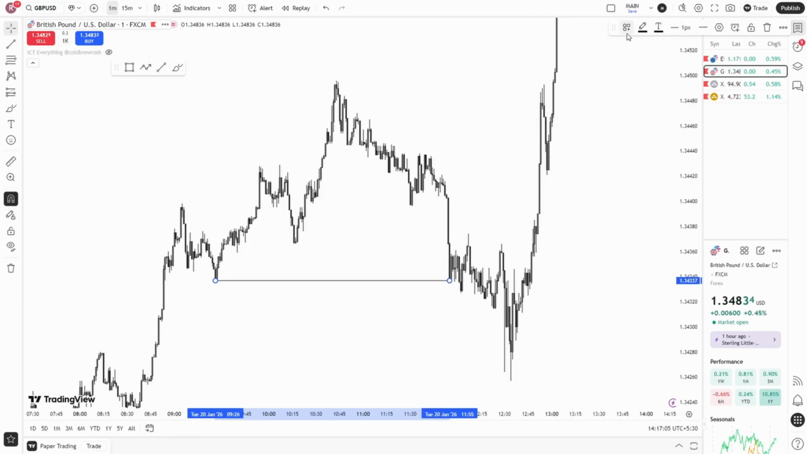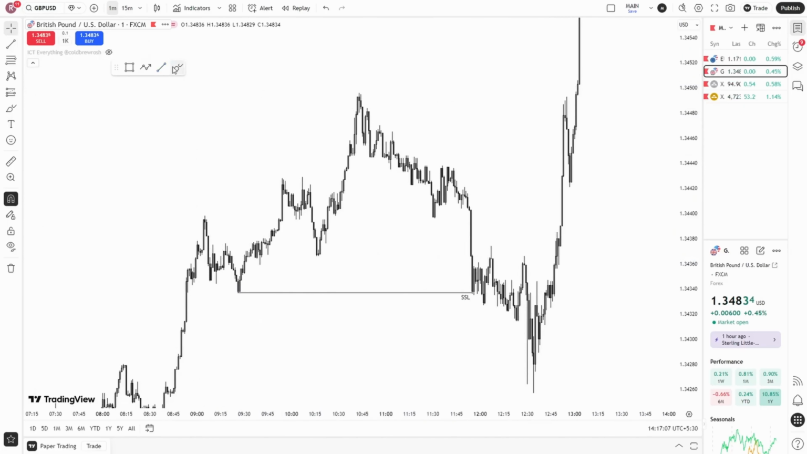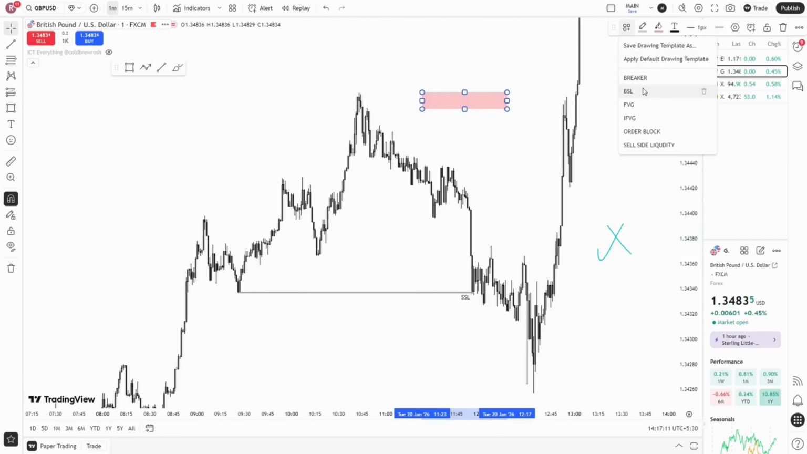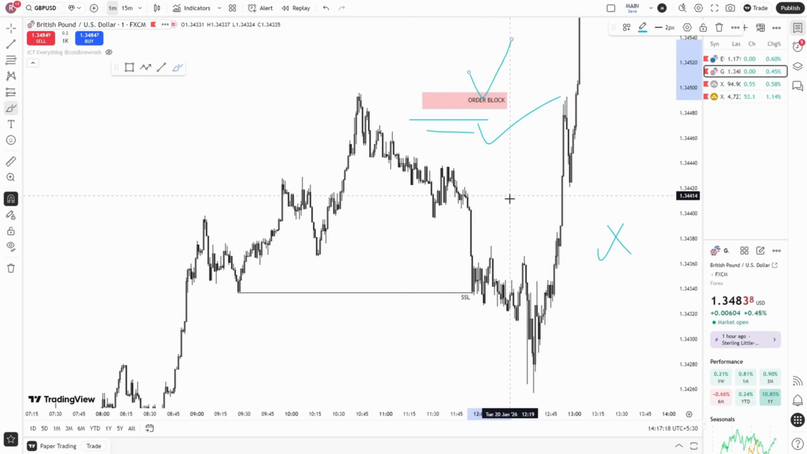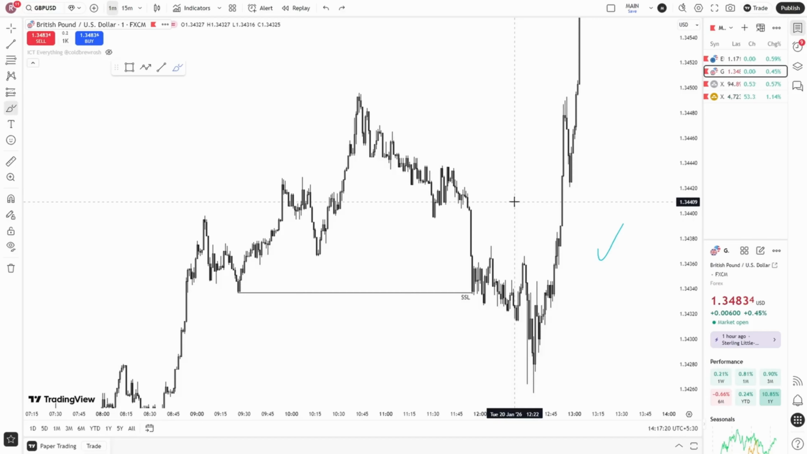Instead of waiting only for a fair value gap or an inverse fair value gap, you can use an order block. There is no real difference. It is simply another form of confirmation that can sometimes give you a better entry and additional confluence. Let me show you an example.